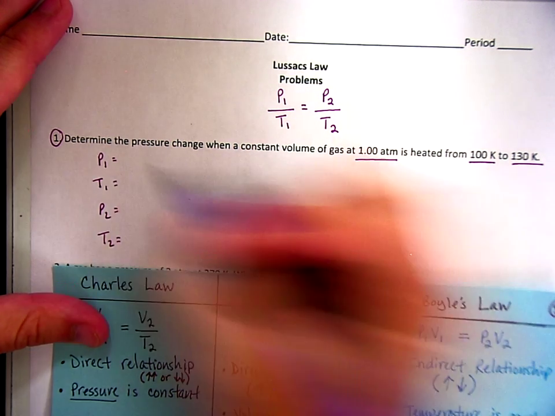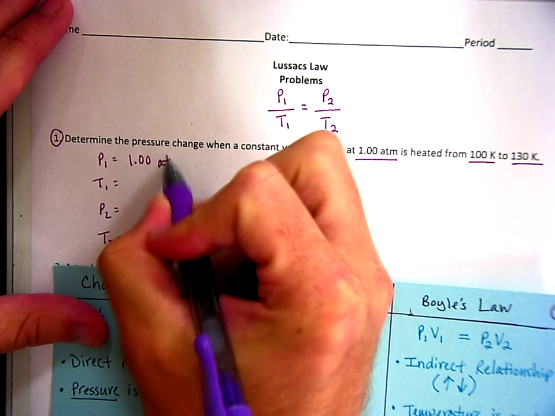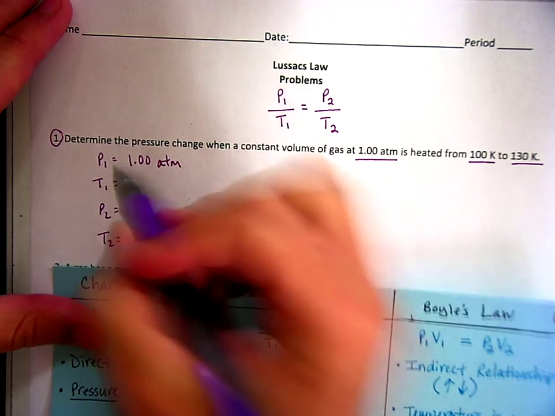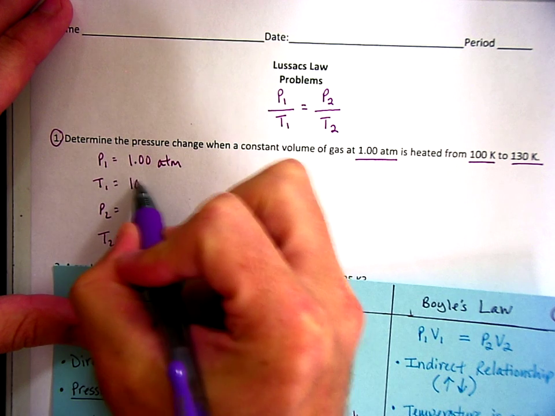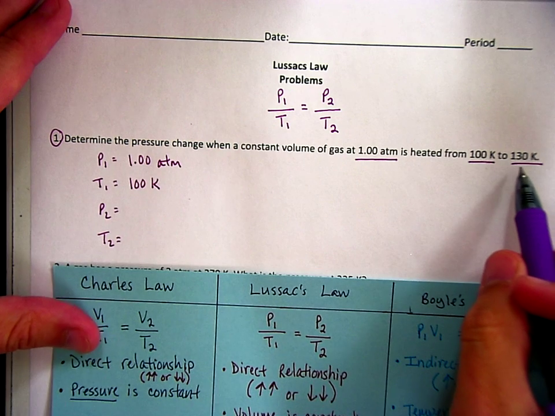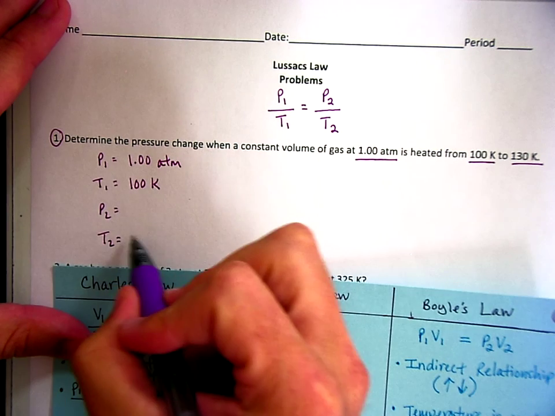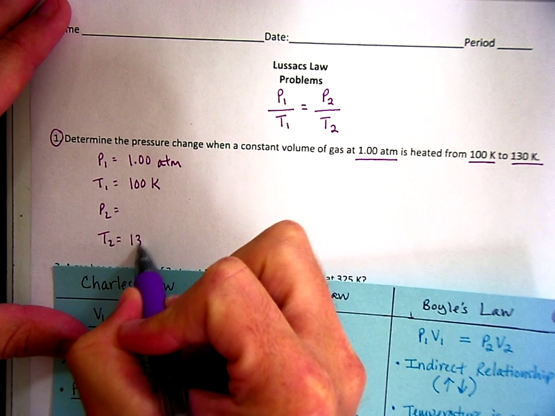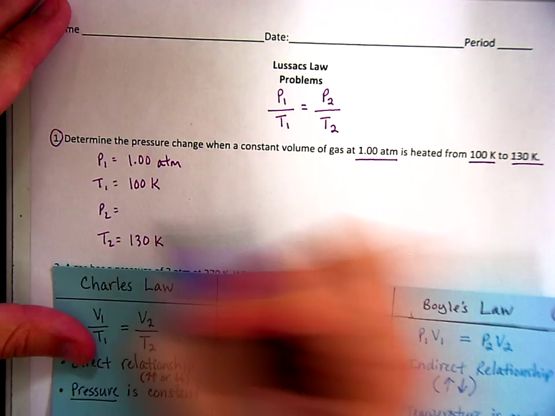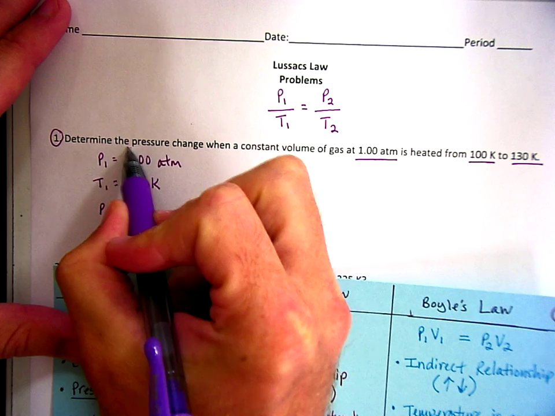All right, my first number, 1 atmosphere. That's my first pressure. So 1.00 atm. 100 K for Kelvin, that's my first temperature. So 100 K. My third number is 130 K. Well, that's a temperature, so that has to be my second temperature. So 130 K, which means I'm looking for my pressure. Plus, it says determine the pressure change. So we're looking for the pressure.